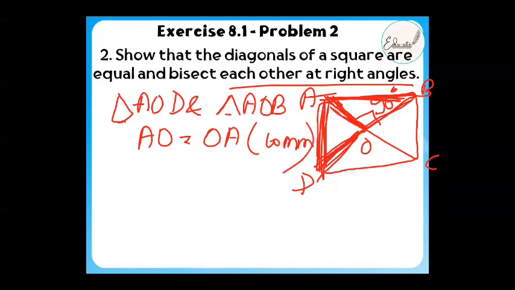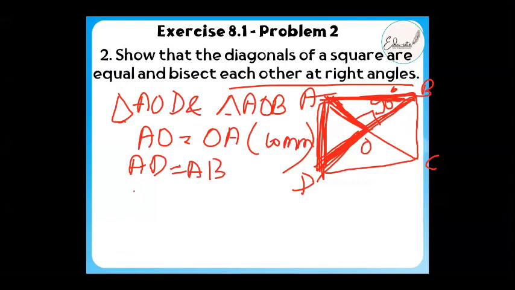Laiba, AO equals AO in this triangle, right? Yes. We are considering the triangles AOD and AOB. AO is equal to AO. This is a common side. AD is equal to AB. These are the sides of a square, okay?